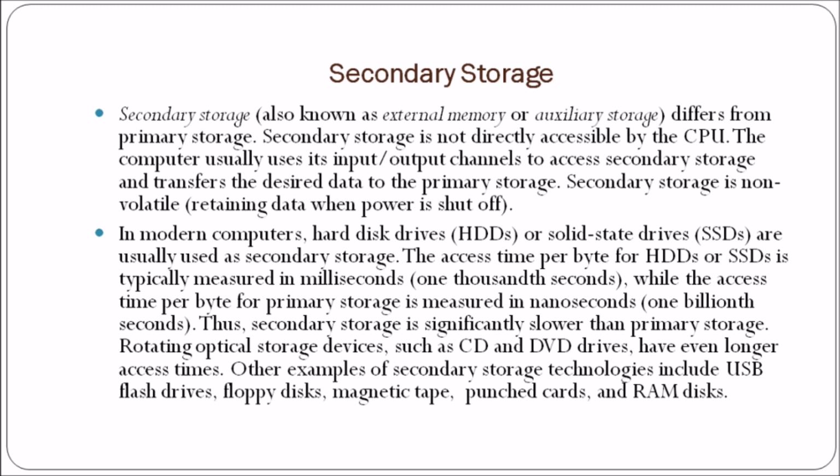The access time per byte for HDDs or SSDs is typically measured in milliseconds, while the access time per byte for primary storage is measured in nanoseconds. Thus, secondary storage is significantly slower than primary storage. Rotating optical storage devices such as CD and DVD drives have even longer access times. Other examples of secondary storage technologies include USB flash drives, floppy disks, magnetic tape, punch cards, and RAM disks.